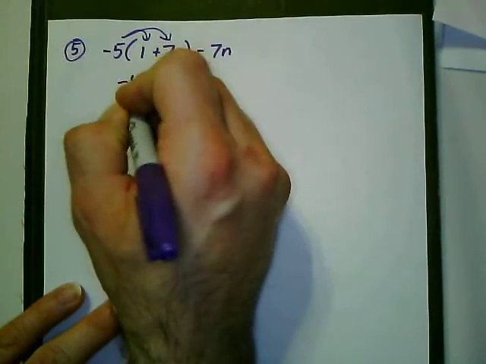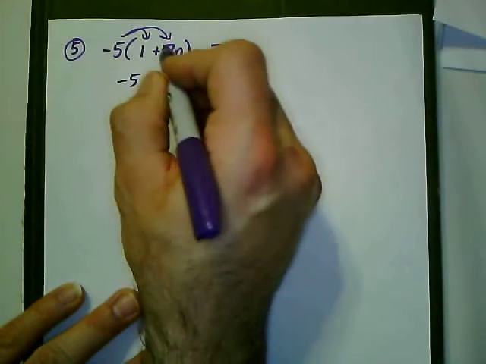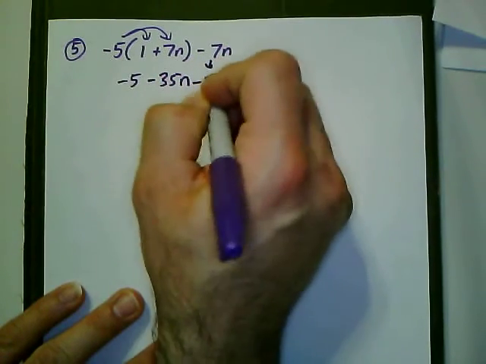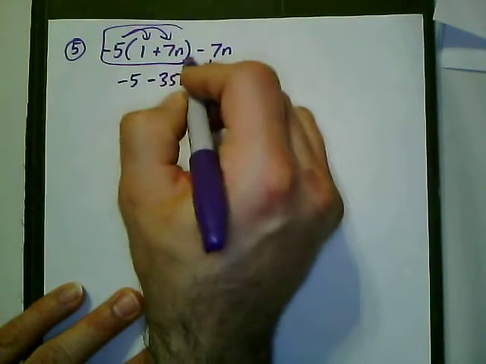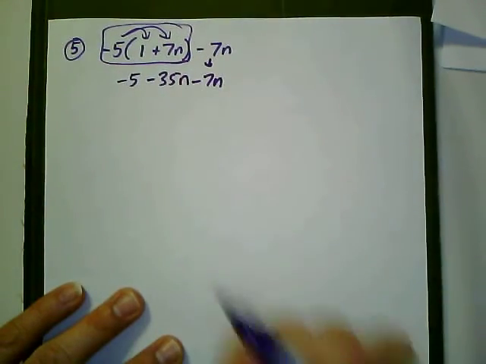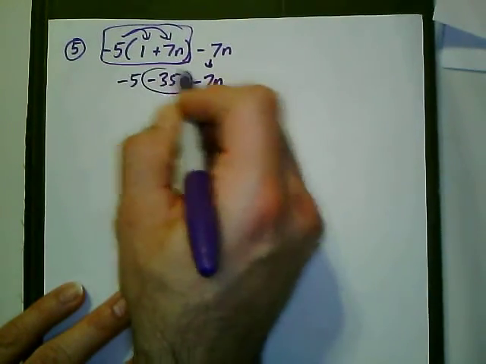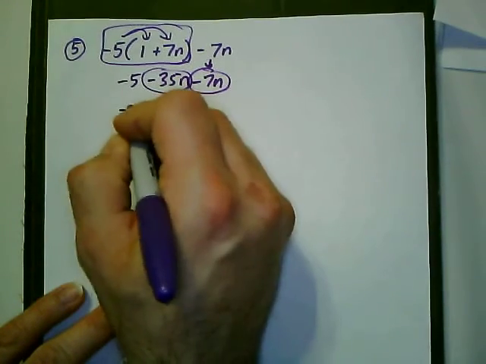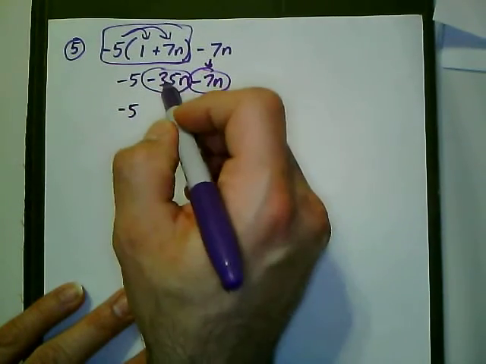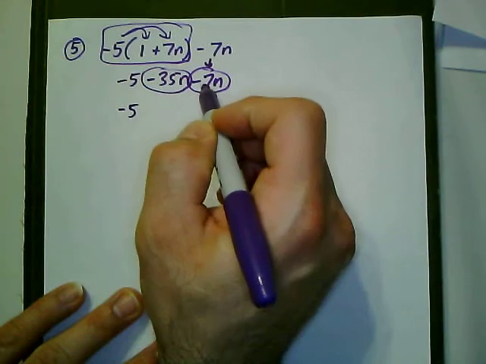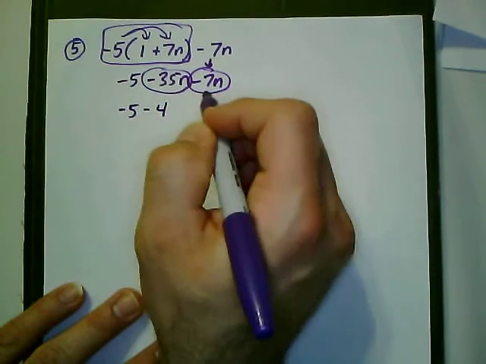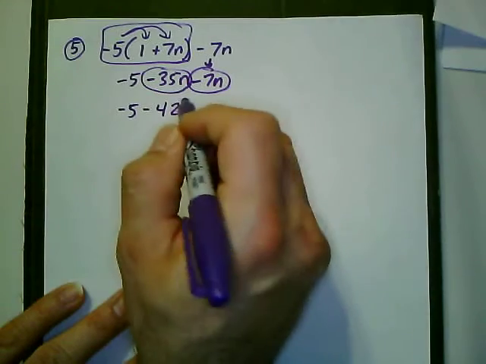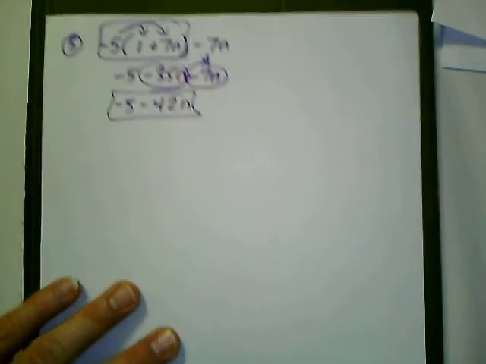-5 times 1, -5, -5 times 7, -35n. Bring this down, -7n. Remember, we're only doing that part. That comes down. Well, this is an n, that has an n, so we're going to add those together. So the -5 just comes down, and -35 plus -7 is -42n. And that is the answer to the expression.